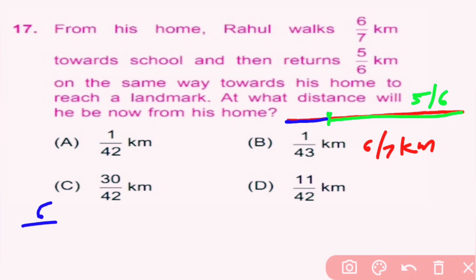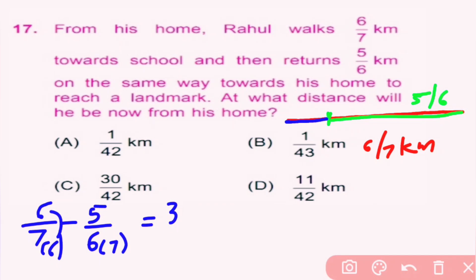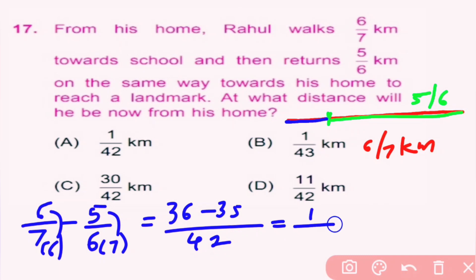Means 6 by 7 minus 5 by 6. So here we multiply by 6 and here by 7. 6 sixes are 36 minus 5 sevens are 35, and 7 into 6 is 42. 36 minus 35 is 1 by 42 kilometer. So here A is the correct answer.